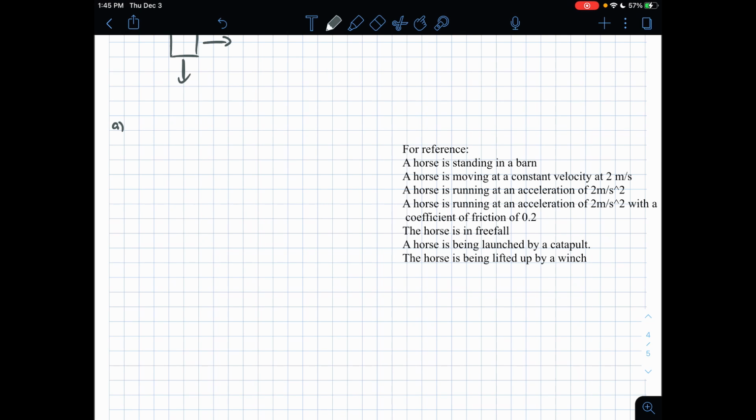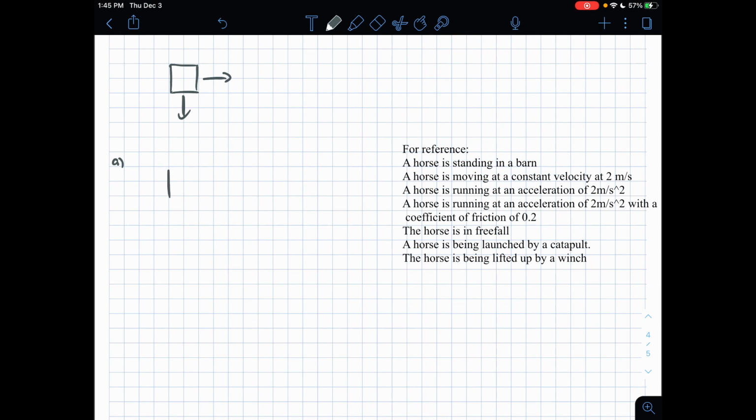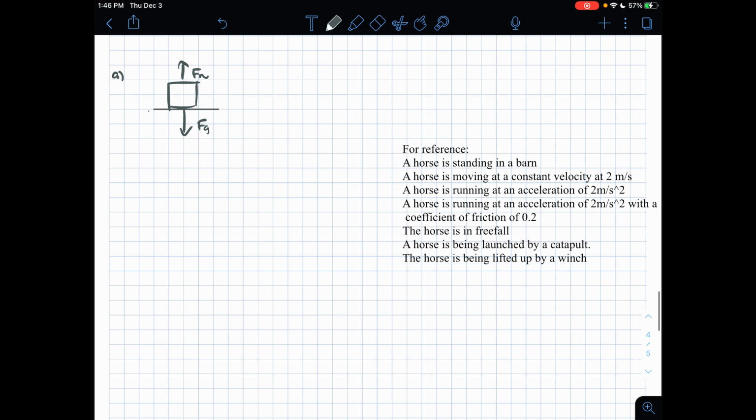A. This one, the horse is just standing on the barn. Well, you have your gravity force, and if you remember Newton's third law, for every force there is an equal and opposite force. So especially if it's on a surface like this, then you have the normal force Fn, and this would be Fg.